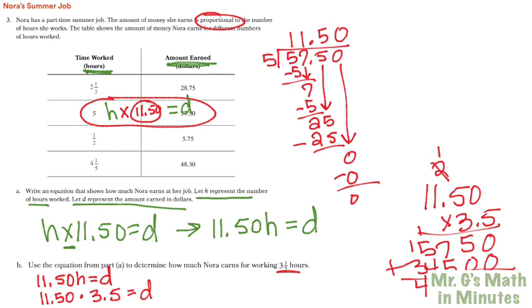We've got 1, 2, 3 numbers behind the decimal, so we need 3 in our answer. That means that she makes, in 3.5 hours, $40.25. That is what D, the dollars, is equal to.